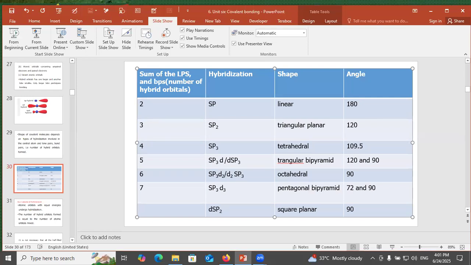Four: sp3, tetrahedral. Five: sp3d or dsp3, trigonal bipyramid. Six: sp3d2 or d2sp3, octahedral, 90 degrees. Seven: sp3d3, pentagonal bipyramid. dsp2, square planar.